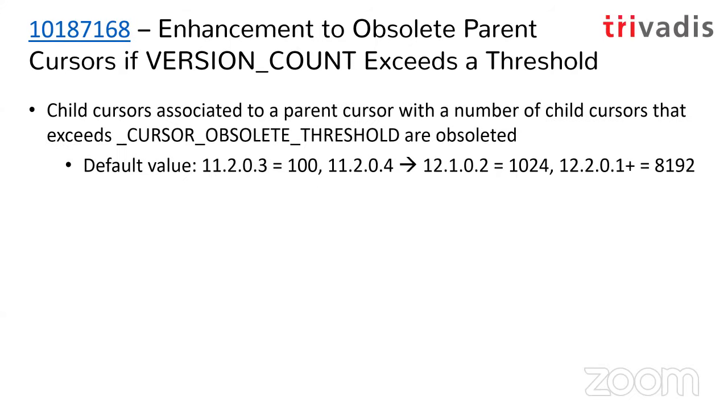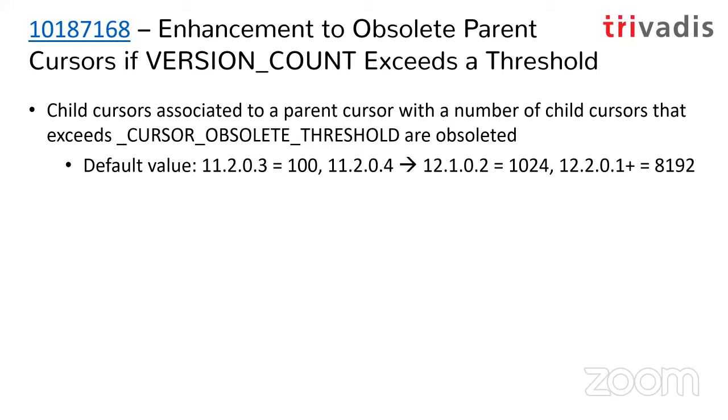So the number is controlled by an undocumented initialization parameter, which is _cursor_obsolete_threshold. Okay, as you can see on the slide, in 11.2.0.3, the version where it was introduced, the value was 100, so the maximum number of child cursors was 100. In 11.2.0.4 up to 12.1.0.2, it was increased to 1024. Okay, and in 12.2 and later versions, because of multitenant, it was again increased to 8,192.